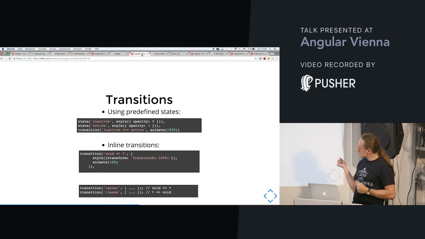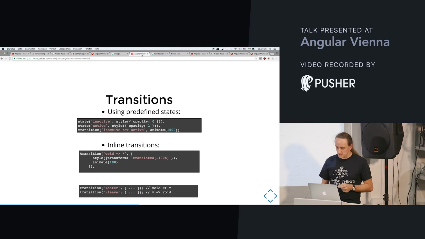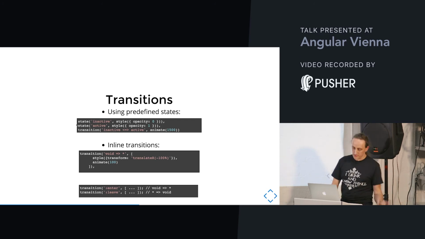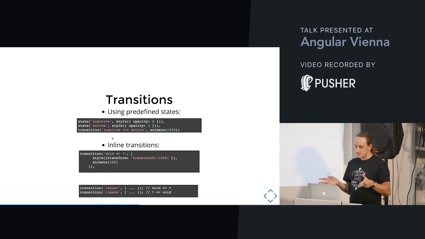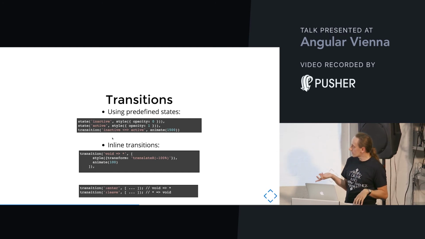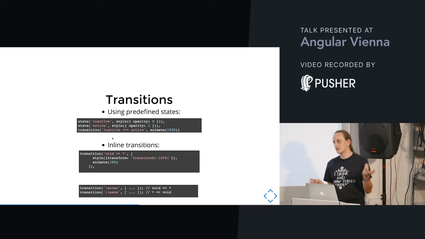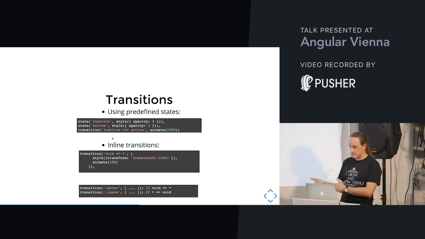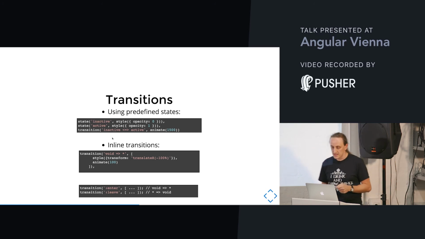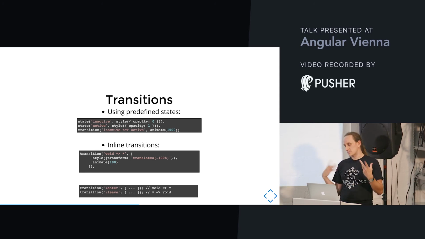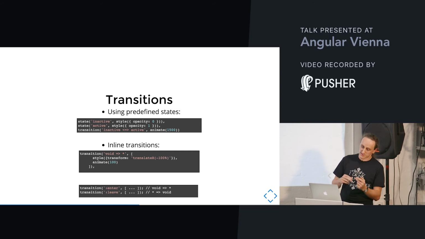Using transitions, we can use predefined states, which I showed. So we can define our states up front and use transitions. And in this case, our elements will have the properties after the animation has ended. They will keep those properties. And with inline transitions, those properties will return to their initial state. And there are also two special transitions, on enter and on leave, which are aliases for entering from void and destroying this component.